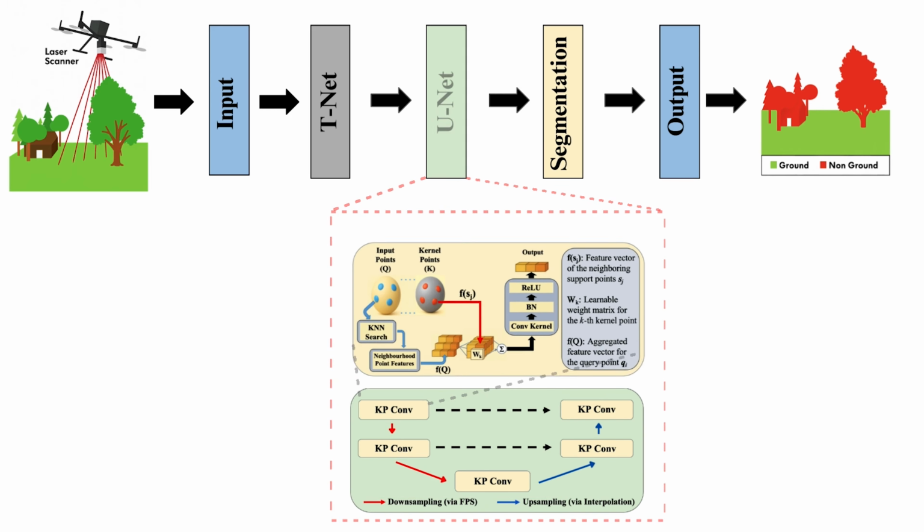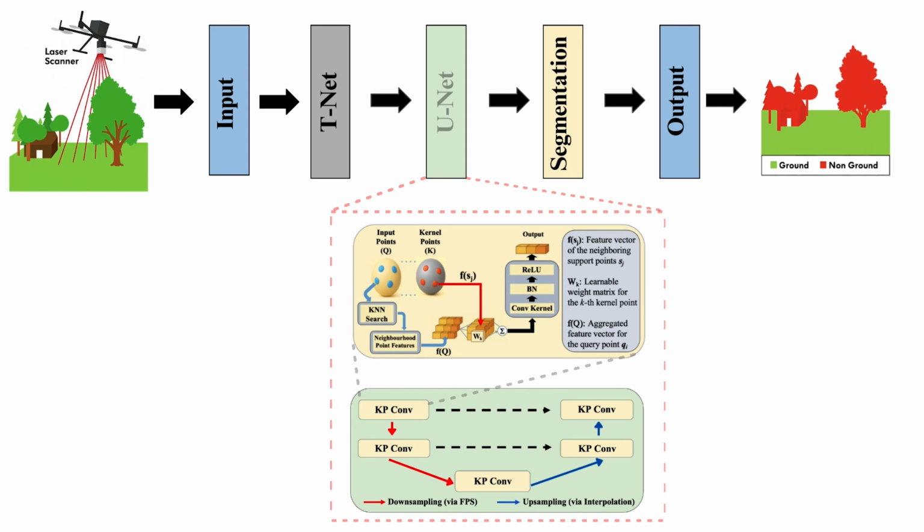Next, we have the UNet. It's a KP convolution augmented encoder-decoder architecture where in each block we have kernel point convolutional layers, and those will learn global and local geometrical features hierarchically without losing any information.